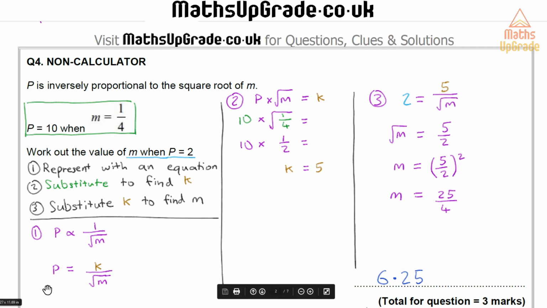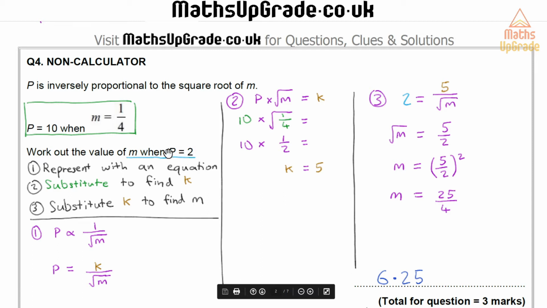Then I'm going to substitute p equals 10 and m equals 1/4 into there. So let's rearrange for k first. So k equals p times root m. So p is 10, m equals 1/4. So 10 times the root of 1/4. Well, the root of 1/4 is 1/2. So 10 times 1/2, so k equals 5. Now that I know the constant, I can put that into my equation. So I get p equals 5 over root m.